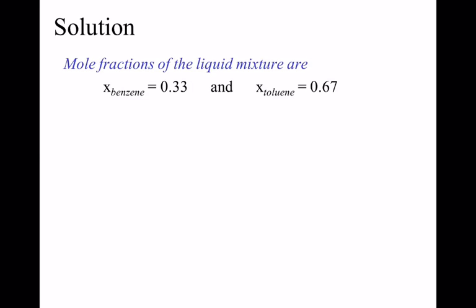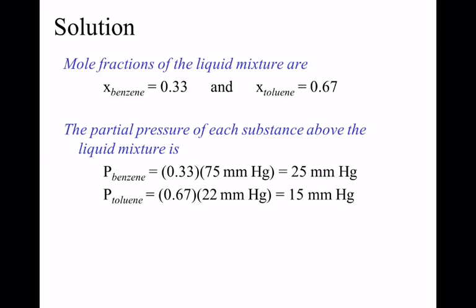And the mole fraction of benzene is similarly 1.0 moles divided by 3 moles. That's where the 0.33 came from. That's it. Okay. So now we're ready to plug into Raoult's law.